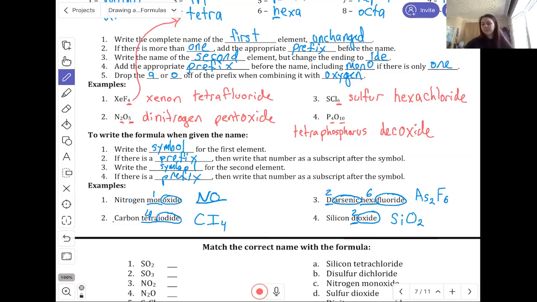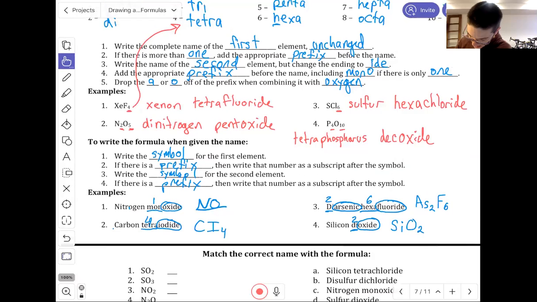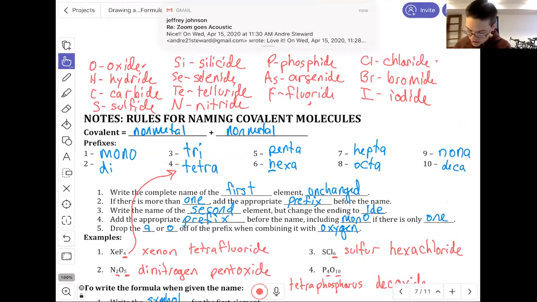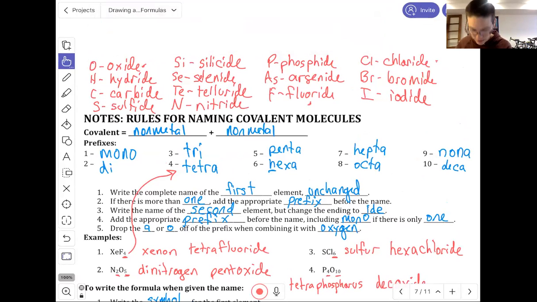So part of the reason that I had you write these up at the top is because it makes it easier to identify the symbol, because when you chop up the name and add the -ide, it's not always recognizable as an element, and therefore it's much easier to be able to write this stuff down.